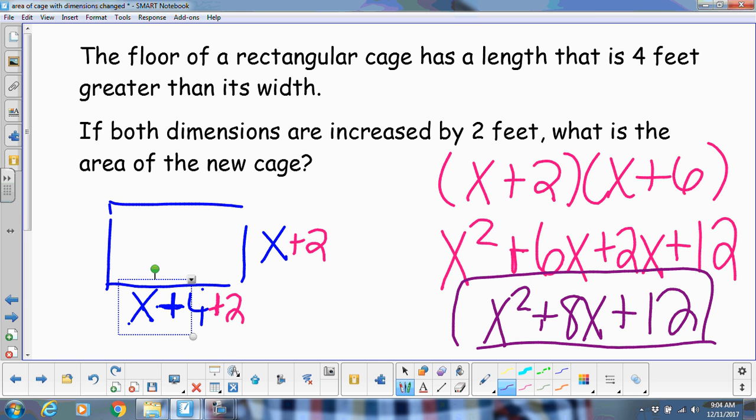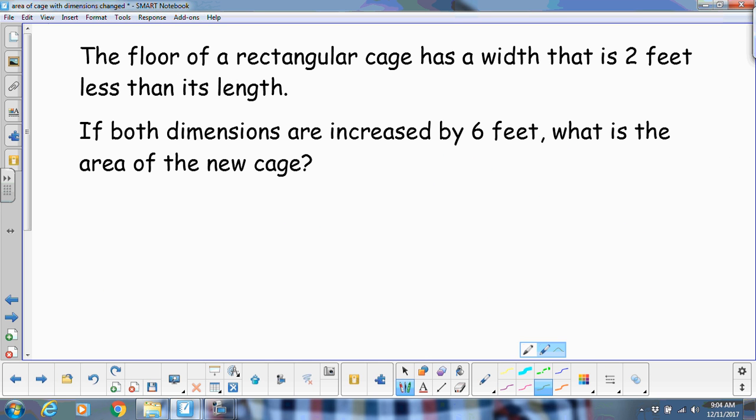Is that last one on the front page? We got one more. Let's do one more on the front. Then I'm going to let you go to the 3 on the back on your own. All right. So here we go. Draw us a rectangle.